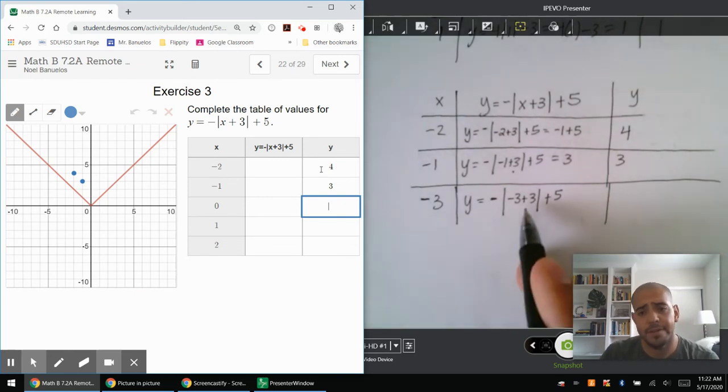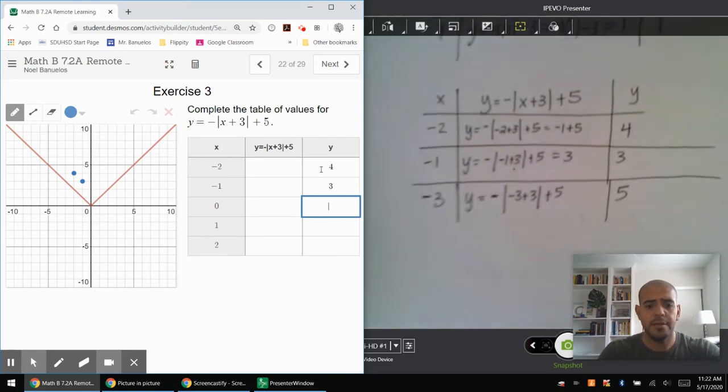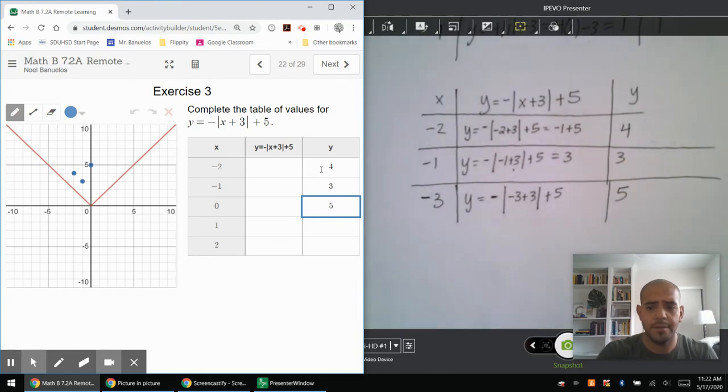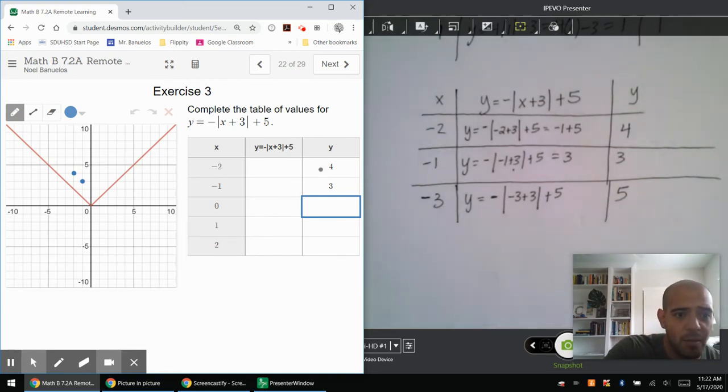So -3 plus 3 is 0, and then 0 times a negative is just 0, plus 5 is 5. So there's a 5. Sorry, I can't type that in. So I have to actually graph this, -3 comma 5. So 1, 2, 3, 5.